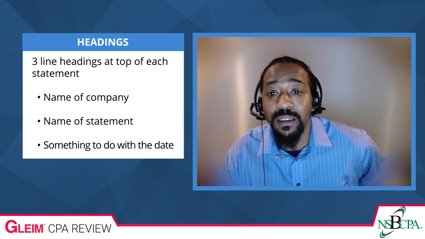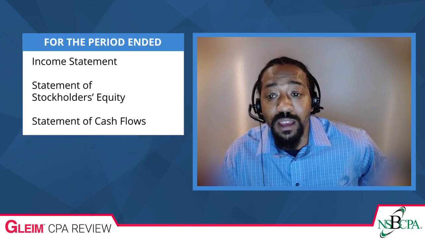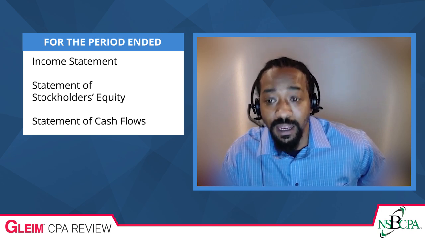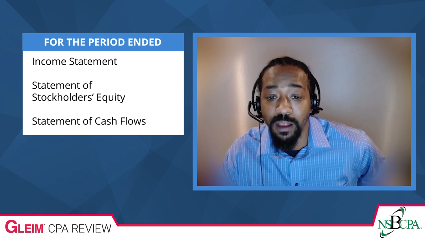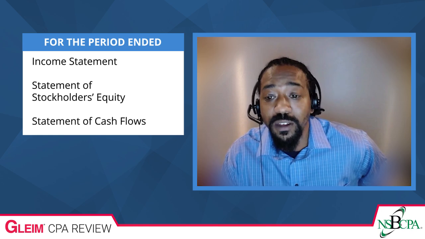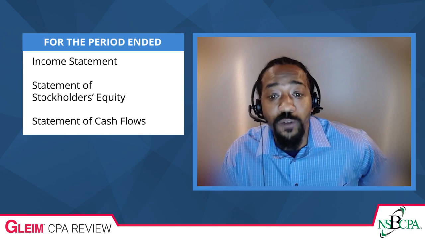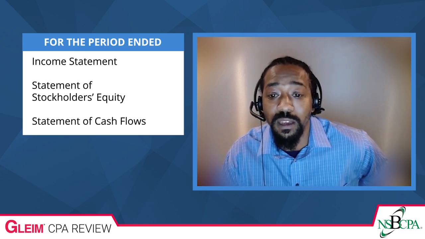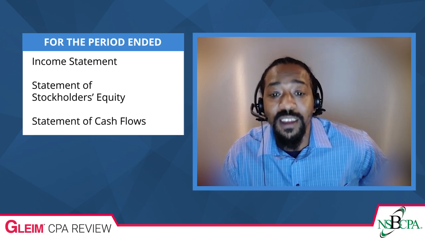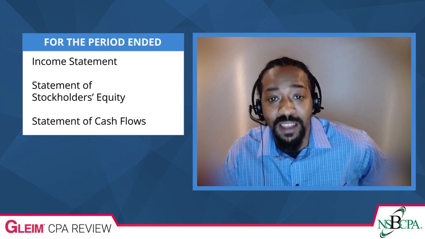The third is the tricky part: something to do with the date. Three of the statements follow the same dating methodology for the period ending. So if you were presenting the financial statements for the most recent quarter that ended on September 30th, the date line would read for the quarter ended September 30th. Or if you were presenting the financial statements for the most recent year ended on December 31st, the date line would read for the year ended December 31st. That's right. The statements cover a range of dates.